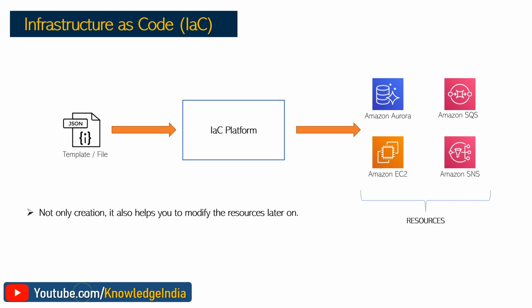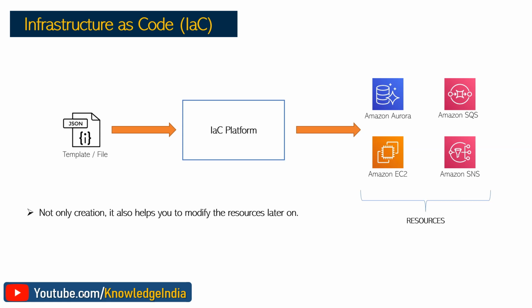Infrastructure as code basically means creating and managing your resources not with a manual process but with the help of code. Now, it is very simple. You write the details of all your infrastructure which you want to create in a file. It could be a JSON file, it could be a YAML file, it could be some other format as well, depending on the platform which you are choosing. Feed the template and your resources get created.